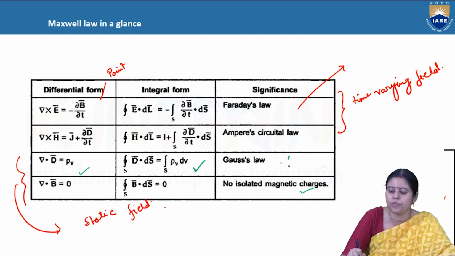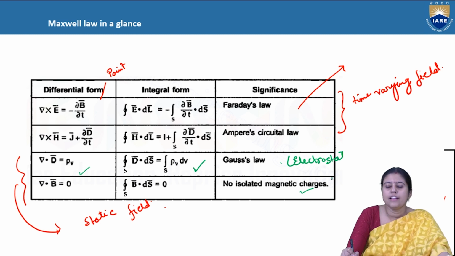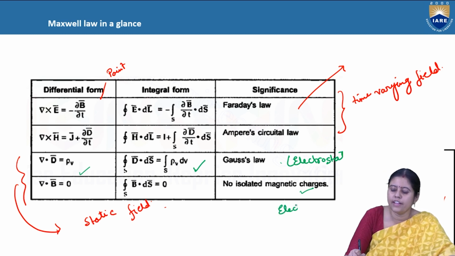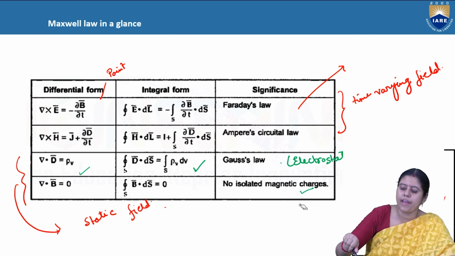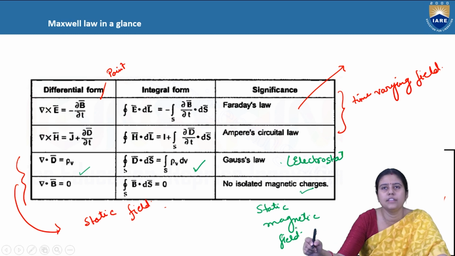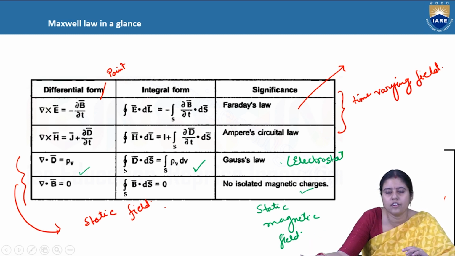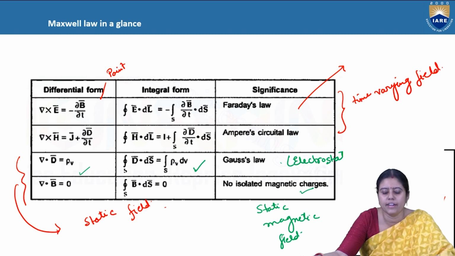So this rule is for the electrostatic field. The next law is for the static magnetic field. The third law tells about grad cross H is equal to J plus del D by del t.